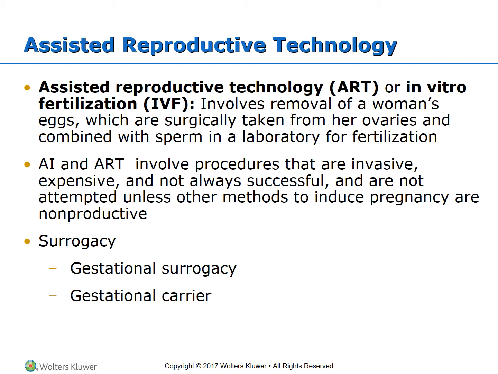We have assisted reproductive technology, ART, or in vitro fertilization, which involves removal of a woman's eggs, which are surgically taken from her ovaries and combined with sperm in a lab for fertilization. AI and ART involve procedures that are invasive, expensive, and not always successful, and are not attempted unless other methods to induce pregnancy are non-productive.